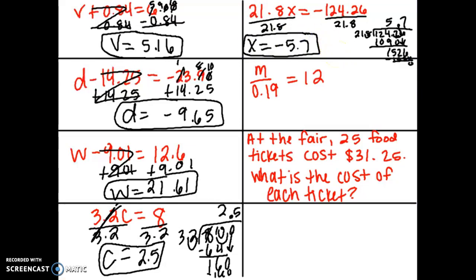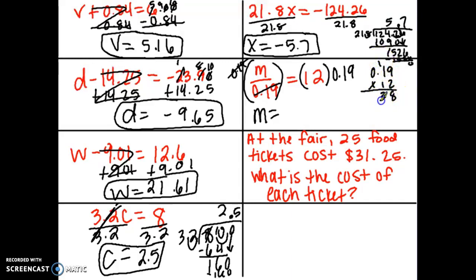M divided by 19 hundredths equals 12. The inverse of division is multiplication, so I'm going to multiply by 19 hundredths on both sides. Those cancel each other out when we simplify. 12 times 19 hundredths. 2 times 9 is 18. 2 times 1 is 2, plus 1 is 3. 2 times 0 is 0. 1 times 9 is 9. 1 times 1 is 1.